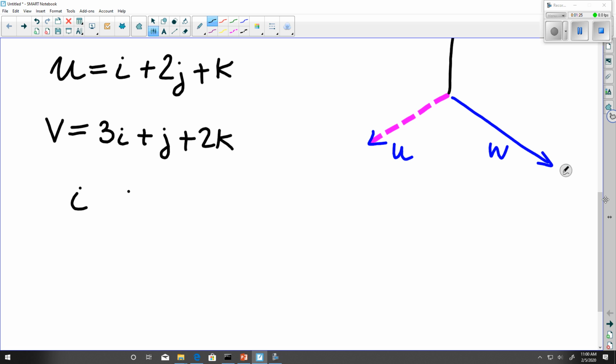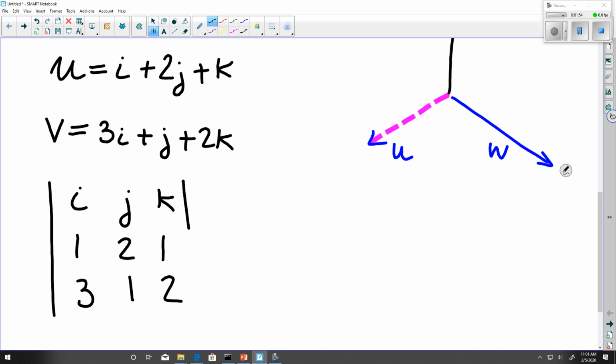Copy i, j, k. Copy the components of u. The components of u are 1, 2, and 1. Copy the components of v: 3, 1, and 2. The next procedure will be very similar to finding the determinant of a matrix. If you had some experience with matrices before, the procedure is again very similar to the determinant: copy the first two columns. Be very careful, take very neat notes.